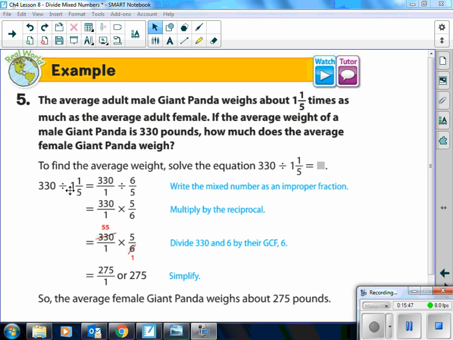Now, changing this first one to a fraction just by putting it over 1, dividing by the improper fraction here, which is 6/5, and now we can multiply by the reciprocal. So 330 times 5/6, simplifying before we multiply, we end up with 275 over 1, which is 275 pounds, which is how much a female giant panda would weigh.